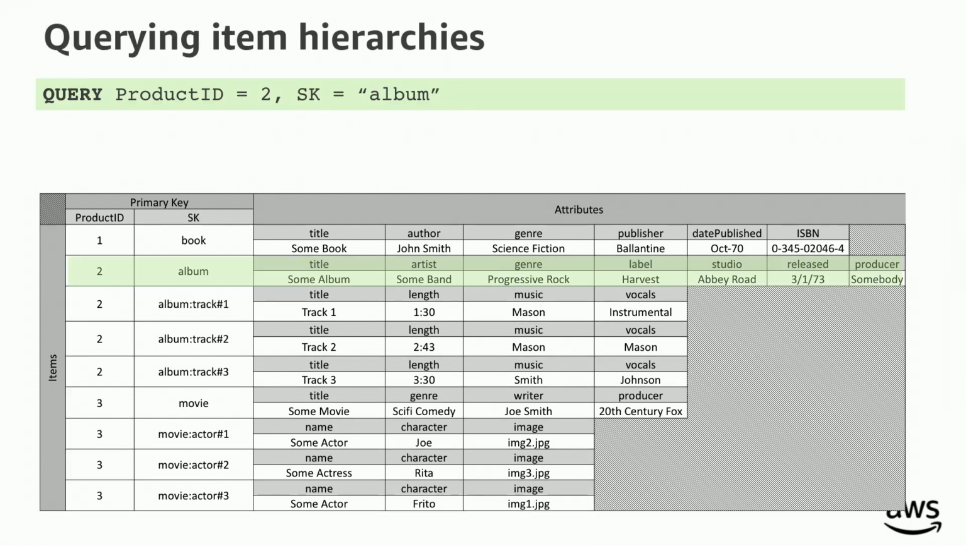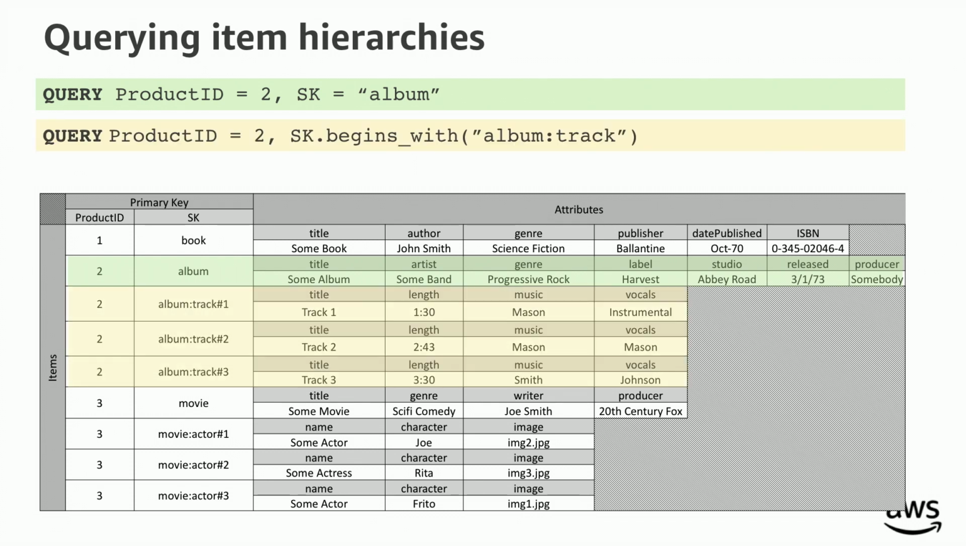So query: product ID 2, and sort key is album ID. So exactly album ID, and I'm getting basically the main record for the album. I'm not getting tracks. I'm just getting the metadata for the album itself. On the other hand, if I change that sort key to use the begins with function, and I basically say sort key begins with album colon track, then I'm going to get only my tracks. And I can also go all the way and just query on the particular track.